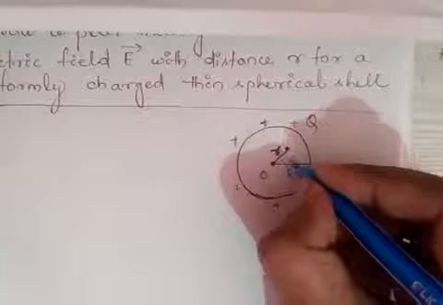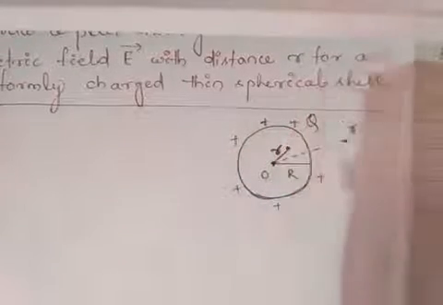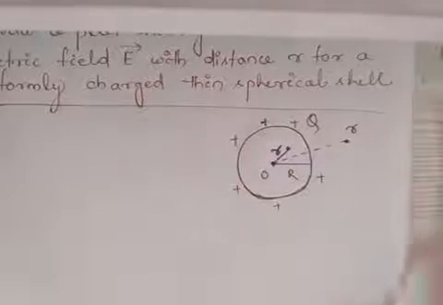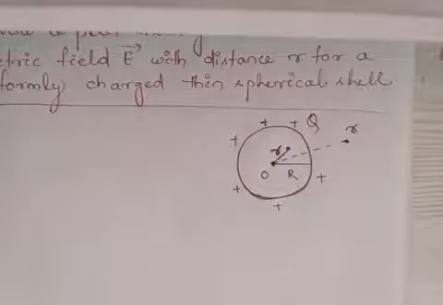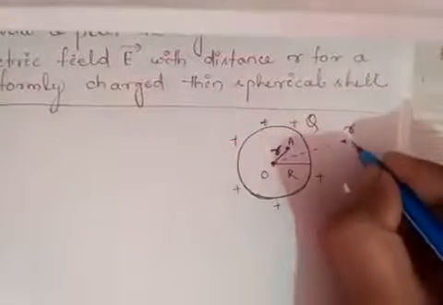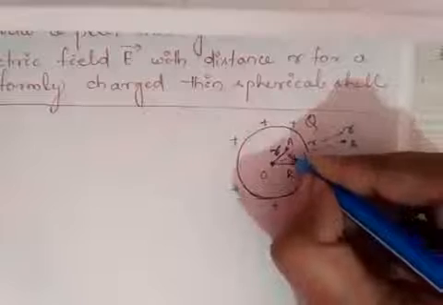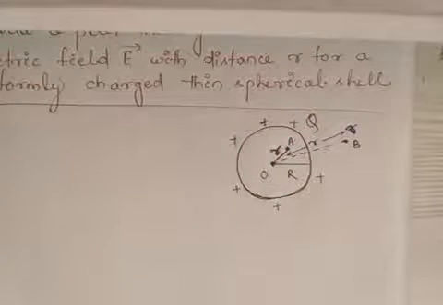Another is for an outside point when the distance is r. We are taking the distance of the point of observation r in each case, whether it is for an inside point or for an outside point. The distance remains the same, getting my point?